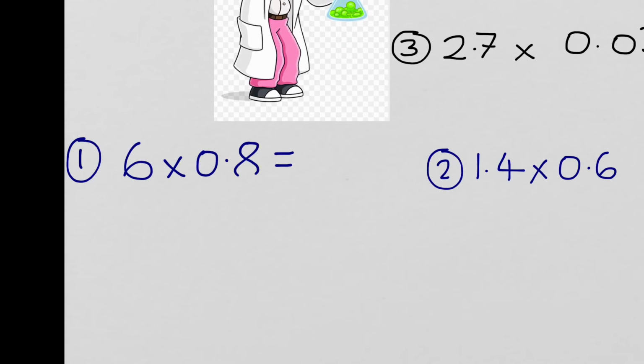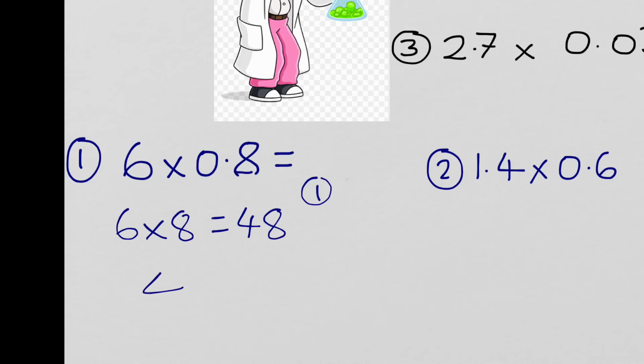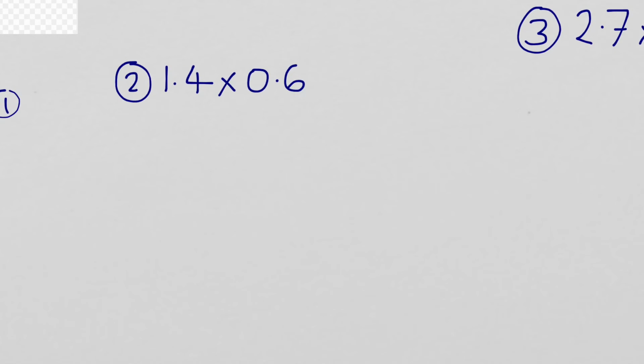Okay, let's have a look at the first one. 6 times 0.8. So what I do is I just know that there's one number after the decimal point. I'll use that for my answer. I will multiply 6 times 8, which equals 48. Then I'll put the decimal place back in, and as there's one number after the decimal point in the answer, that means the decimal point will go in between the 4 and the 8. 4.8 is the answer.